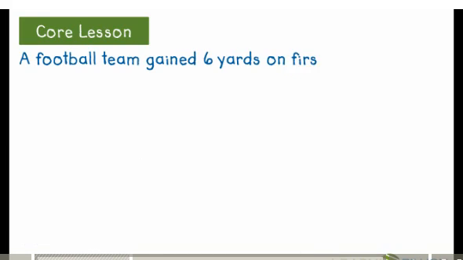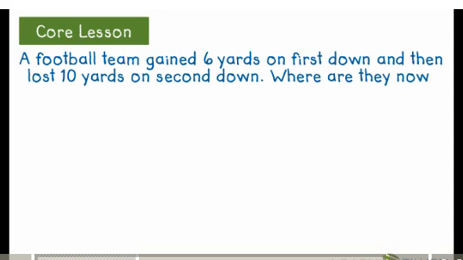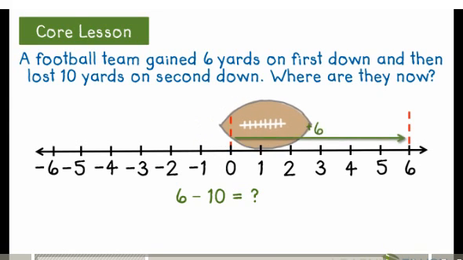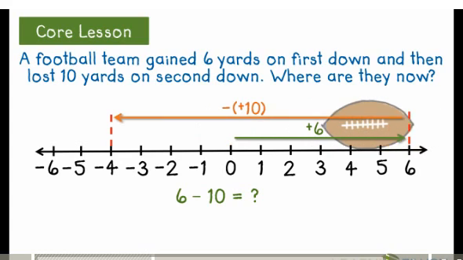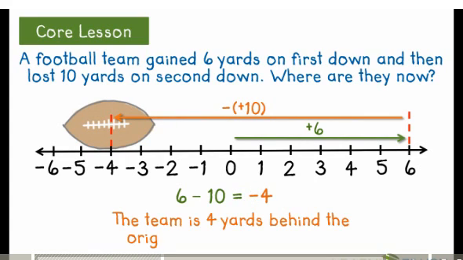Let's look at some real-world examples. A football team gained 6 yards on first down and then lost 10 yards on second down. Where are they now? 6 minus 10. They gained 6 yards, so we move 6 yards in the positive direction, and then they lost 10 yards. They're at -4. The team is 4 yards behind the original line of scrimmage.